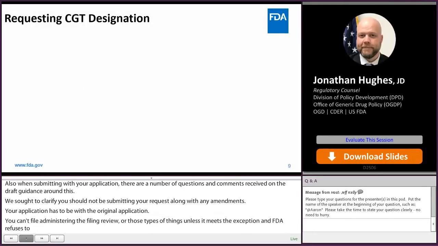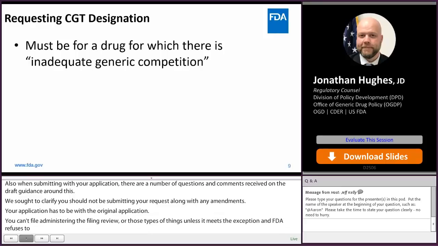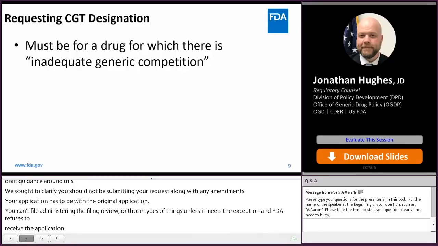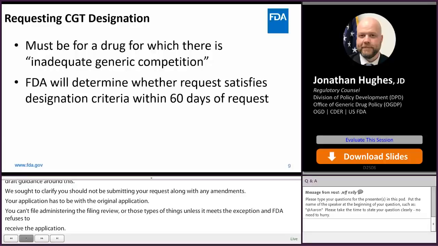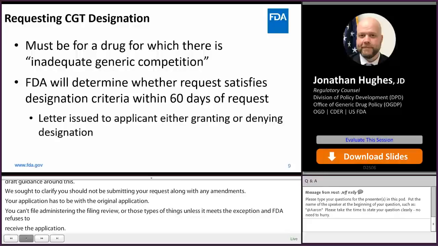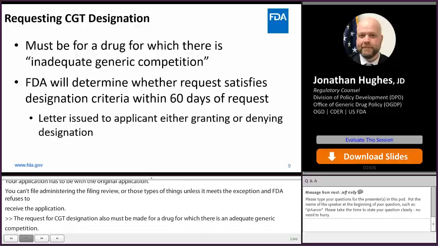The request for CGT designation also must be made for a drug for which there's inadequate generic competition. And FDA will determine whether a CGT designation request satisfies the criteria within 60 days of the request. A letter will be issued to an applicant either granting or denying CGT designation.